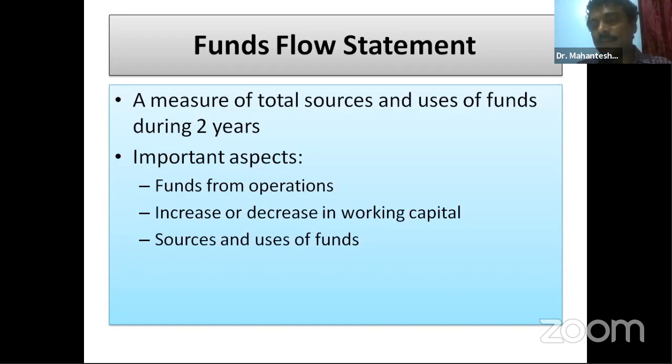Is an increase in working capital a source or an application? Increase in working capital is an application of funds, a use of funds. How? Increase in working capital is the result of either an increase in current assets or a decrease in current liabilities.